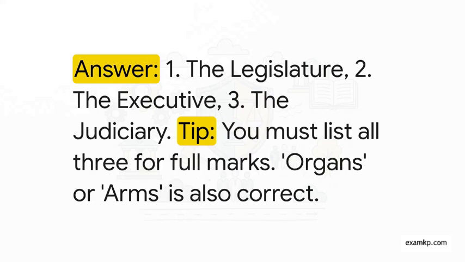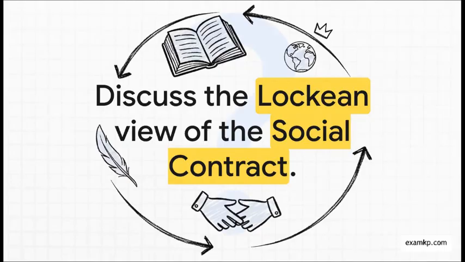Just make sure you get all three down on that paper. Let's move on to a long essay question. Now, don't let the word essay scare you. These questions are usually just asking you to explain a big idea in detail. This one is about the philosopher John Locke and his theory on why we even have government. So your job here is to break down his core ideas clearly.